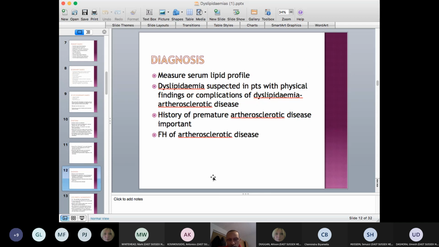How do we diagnose dyslipidemia? Of course, we have to measure the serum lipid profile.